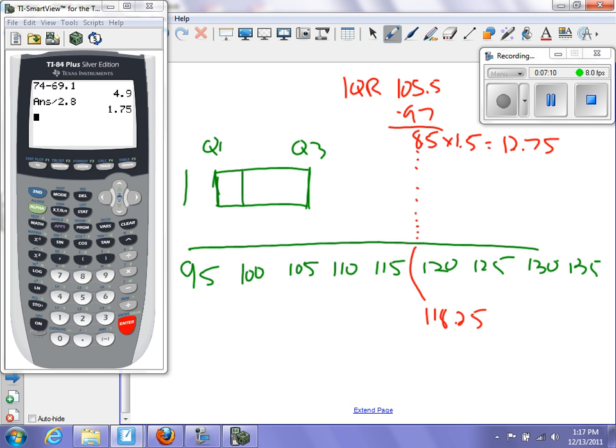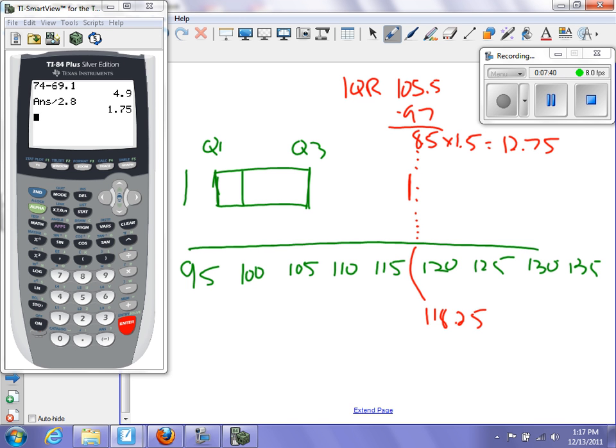And since this is loaves of bread, I can't have a quarter loaf of bread. I know that my whisker is going to be just a tiny bit below that 118.25, the largest data value within my fence. Looking at the histogram, it looks likely that I would have a piece of data there at about 118. Does that make sense?